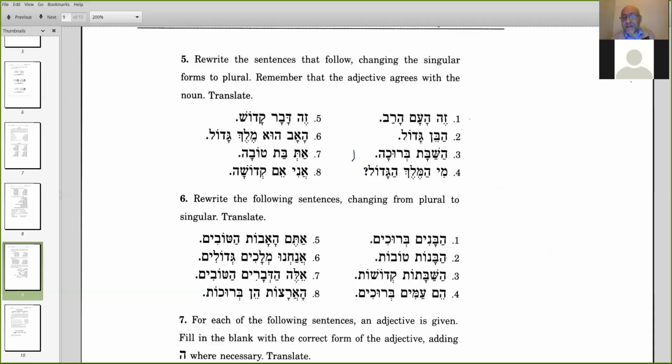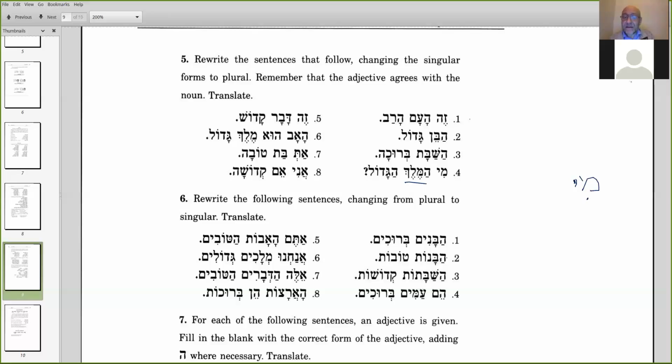So number four, we have mi ha-melech ha-gadol. So who is the big king or the great king? Who is the great king? That's what that's saying. So this is not going to change, but we know that this is going to change and this is going to change, right? So the mi is going to stay the same. That's the word for who, right? Mi. And we need the ha-melech to become ha-melachim, okay?